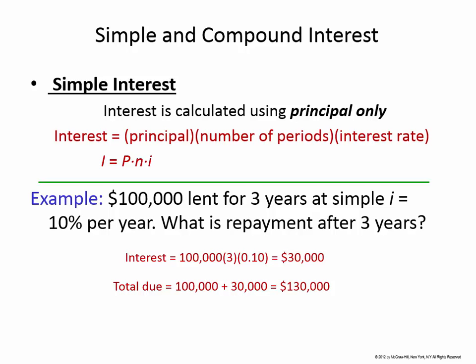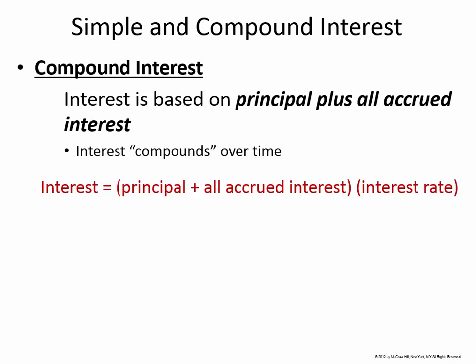Simple interest is very uncommon in the real world. I can't think of very many agencies that are going to loan money where they don't charge interest on the interest. So we talk about simple interest just as a background for you. Far more common is the compounding interest. And in the case of compounding, you have to pay interest on the principal plus all accrued interest. And so accrued is an important word there.